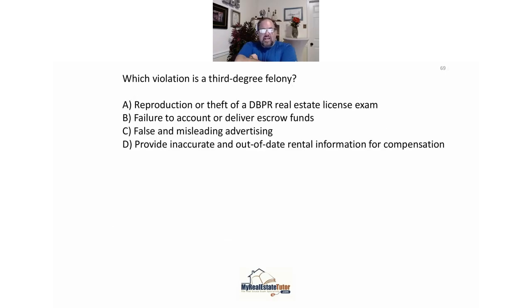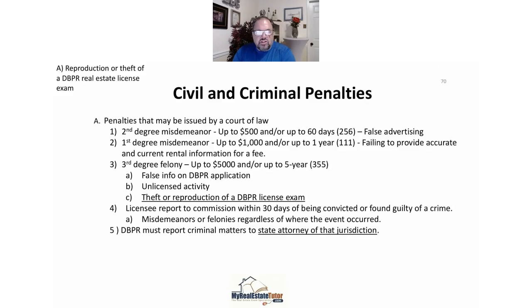All right, which violation is a third-degree felony? Third-degree felony. Okay. All right, let's look at civil and criminal penalties. Now, if you want to get a picture of this slide, go ahead, because this is a very important and critical part of your studies, and you will see some questions come off of this.